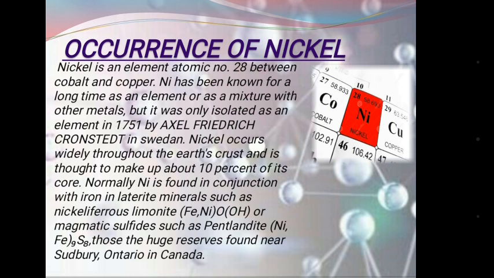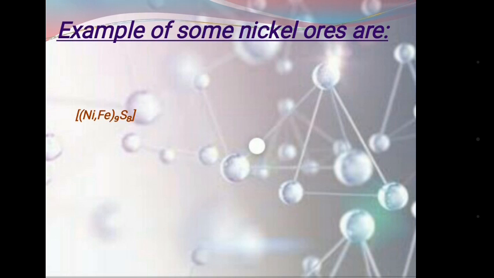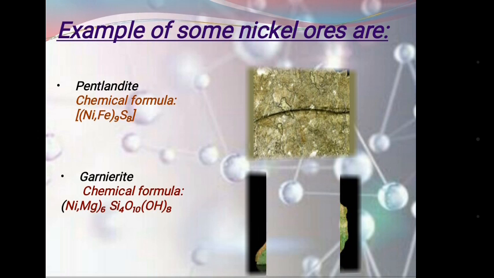Nickel is an element, atomic number 28, between cobalt and copper. Nickel has been known for a long time as an element or as a mixture with other metals, but it was only isolated as an element in 1751 by Axel Friedrich Cronstedt in Sweden. Nickel occurs widely throughout the Earth's crust and is thought to make up about 10% of its core. Normally, nickel is found in conjunction with iron in laterite minerals such as nickel ferrous limonite, or magmatic sulfides such as pentlandite. There are huge reserves found near Sudbury, Ontario in Canada. Examples of some nickel ores are pentlandite and garnierite.